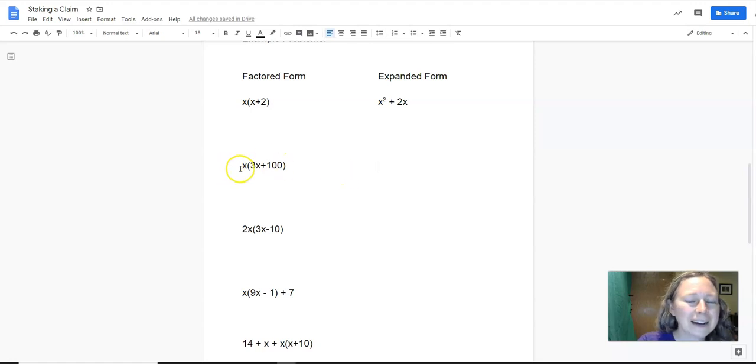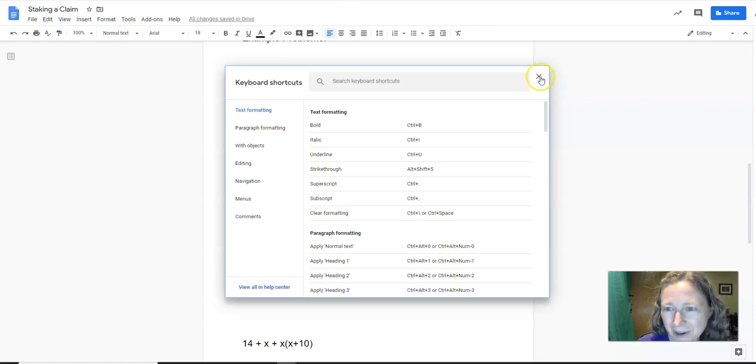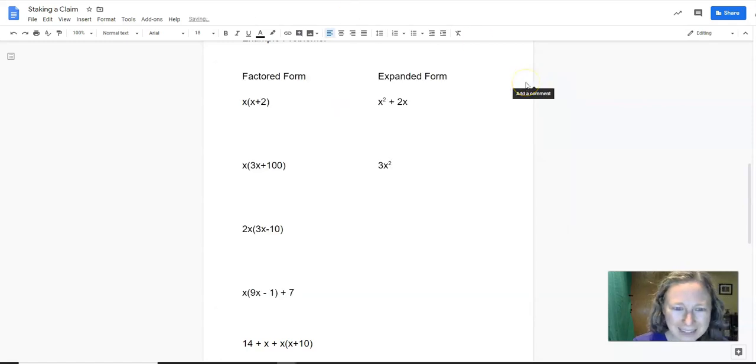Okay, and so the way that we expand this one is you'd multiply x times 3x, and that would be 3x squared, plus x times 100 is 100x. So this is also a quadratic. Next one over. Again, pause, try it yourself. Check your work with me.